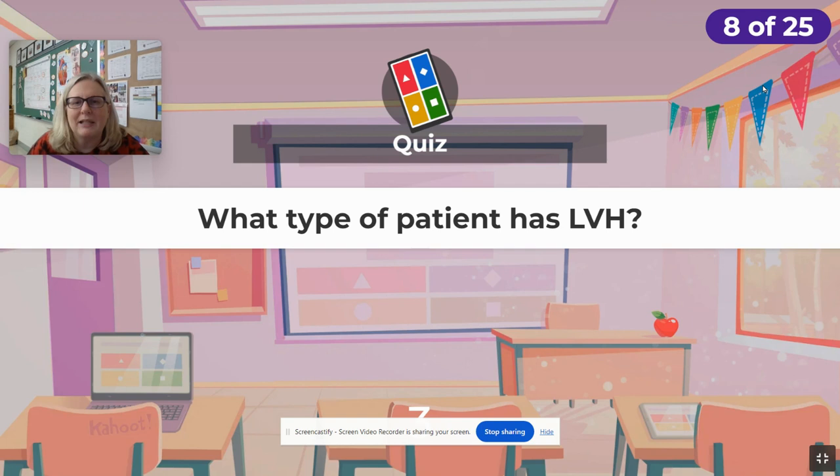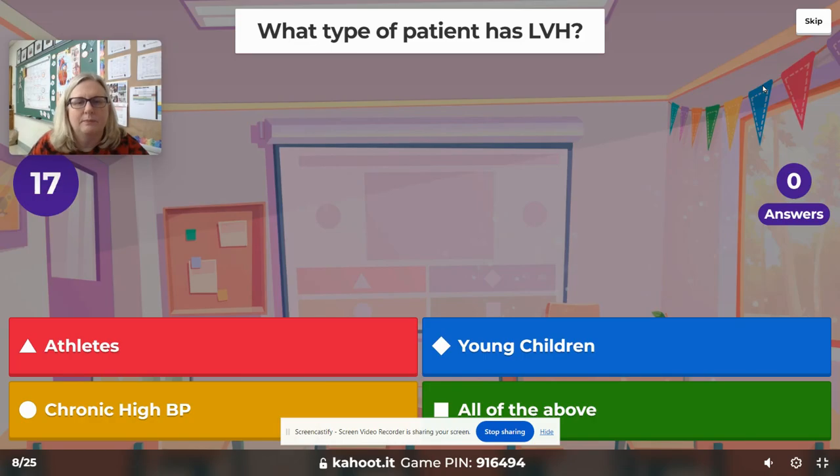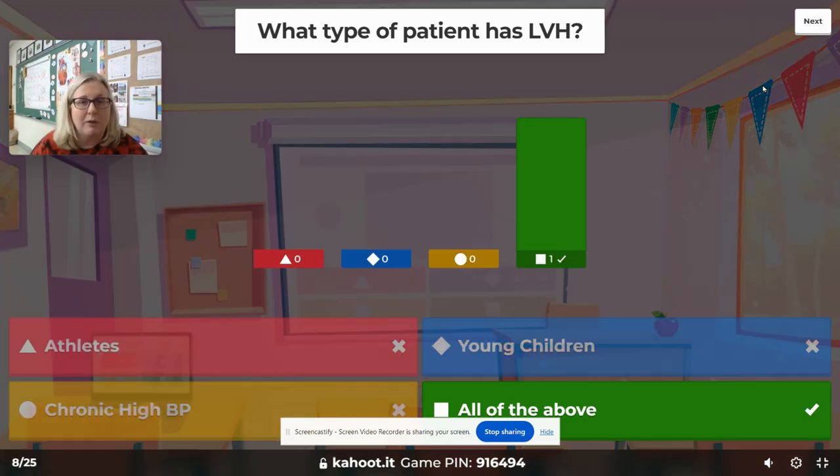What type of patient has LVH? We talked about that a few minutes ago. When we talked about it earlier, I did mention that athletes have it, young children have it, and so do people with chronic high blood pressure. So the correct answer is all of the above.